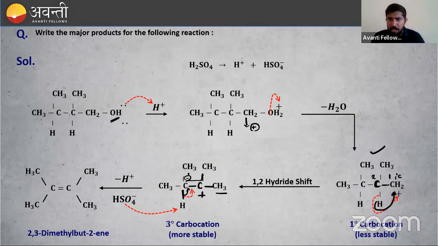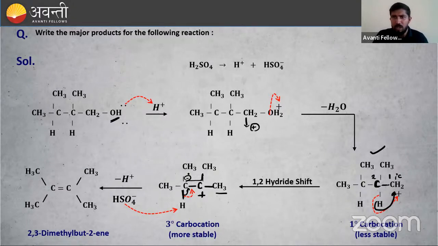So this is a primary carbocation to tertiary carbocation. What is happening? Hydrogen is going. H minus is leaving its house, but it is taking all the money from the father. So this is known as a 1,2 hydride shift. So 2,3-dimethyl butadiene is the product obtained. I hope this is clear.